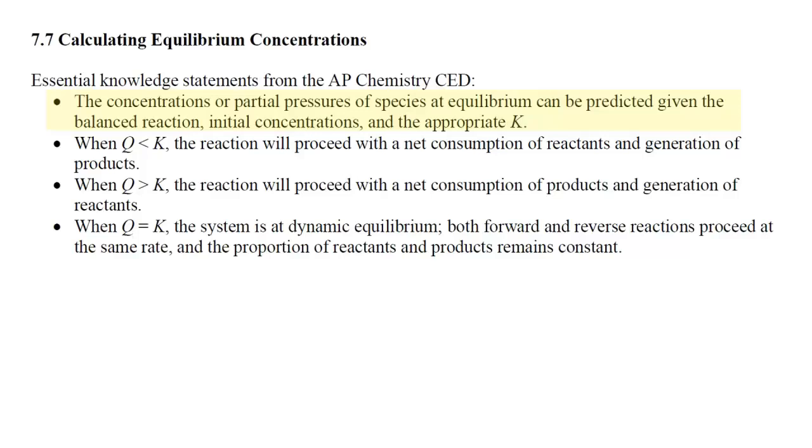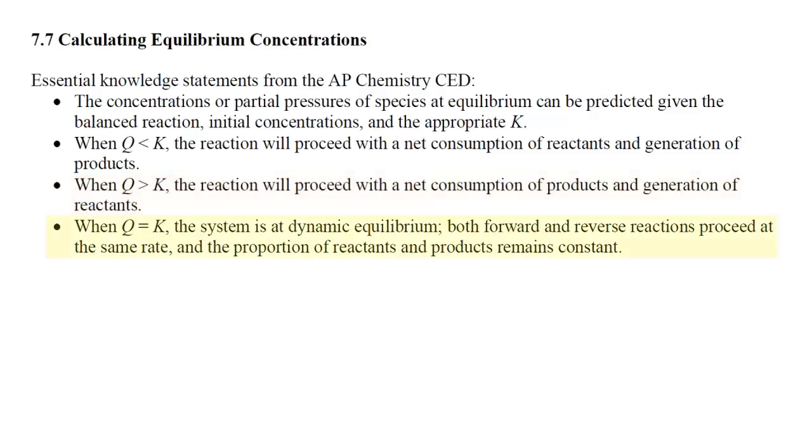appropriate equilibrium constant K. When the reaction quotient Q is less than the equilibrium constant K, the reaction will proceed with a net consumption of reactants and generation of products. On the other hand, when the reaction quotient Q is greater than the equilibrium constant K, the reaction will proceed with a net consumption of products and a generation of reactants.